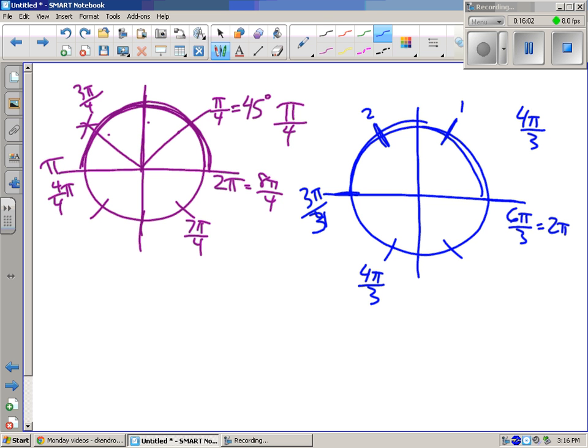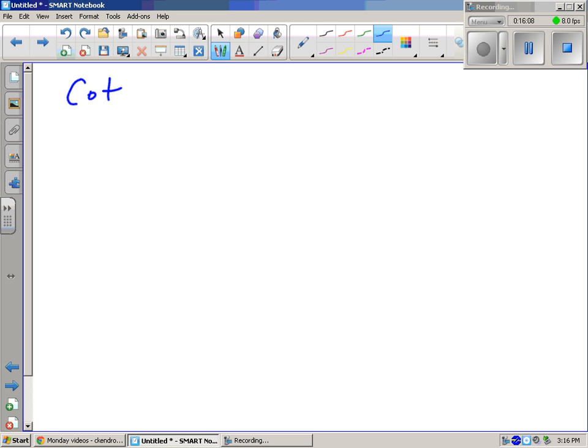All right, the next thing I want to talk about is the word coterminal. Now, like co-captains on a baseball team, there's two people that are the captains. They're two different people, but they do the same job. All right, and terminal means where it ends. So this means same end, different angle.